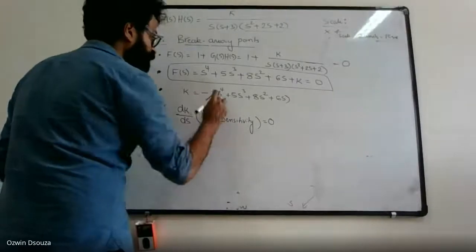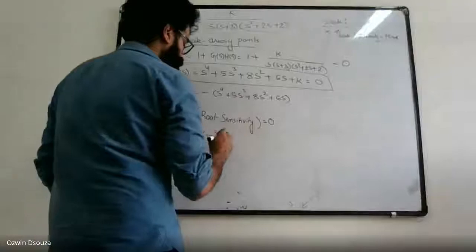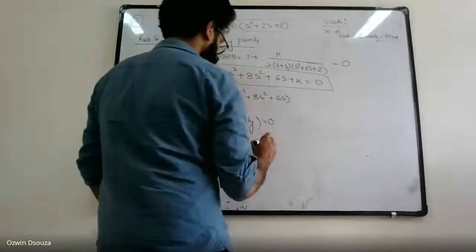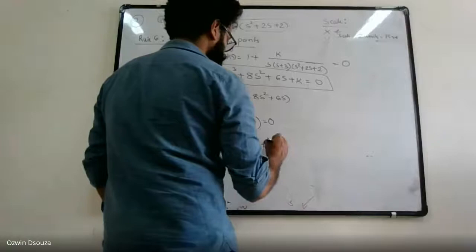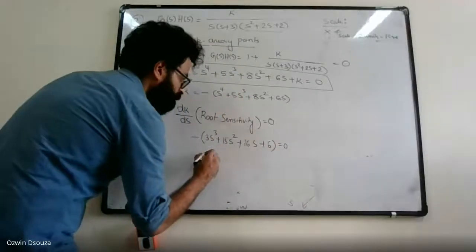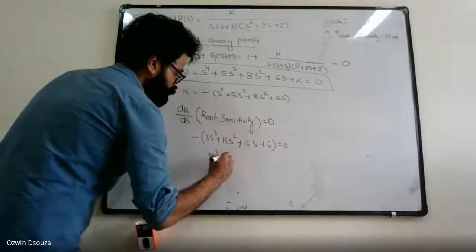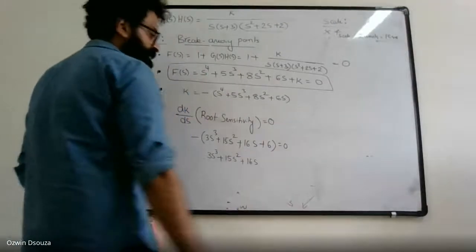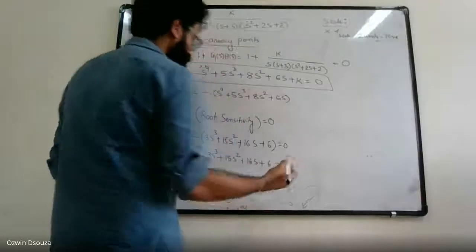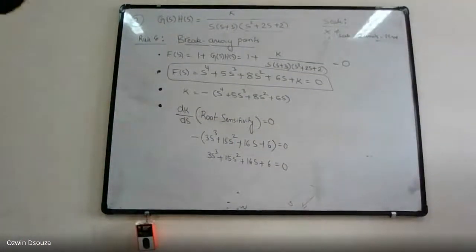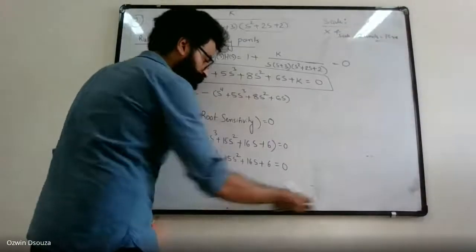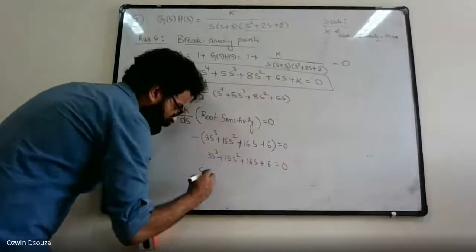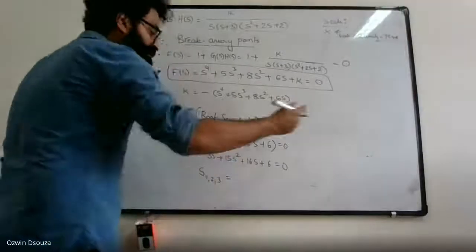So minus 3s cubed plus 15s squared plus 16s plus 6 is equal to 0. Okay, so basically when you differentiate, the fourth order equation becomes a third order equation. And when you solve this particular third order equation, you will get s1, s2, s3 as the breakaway points.